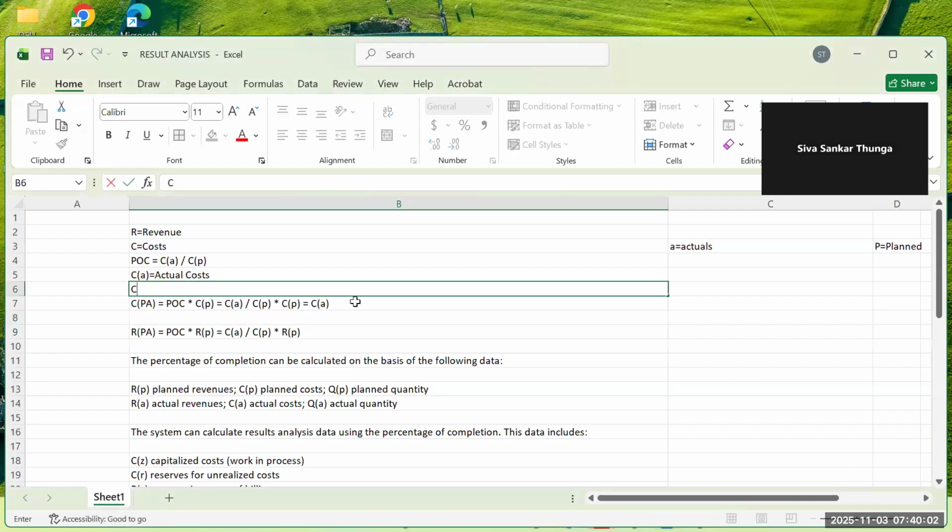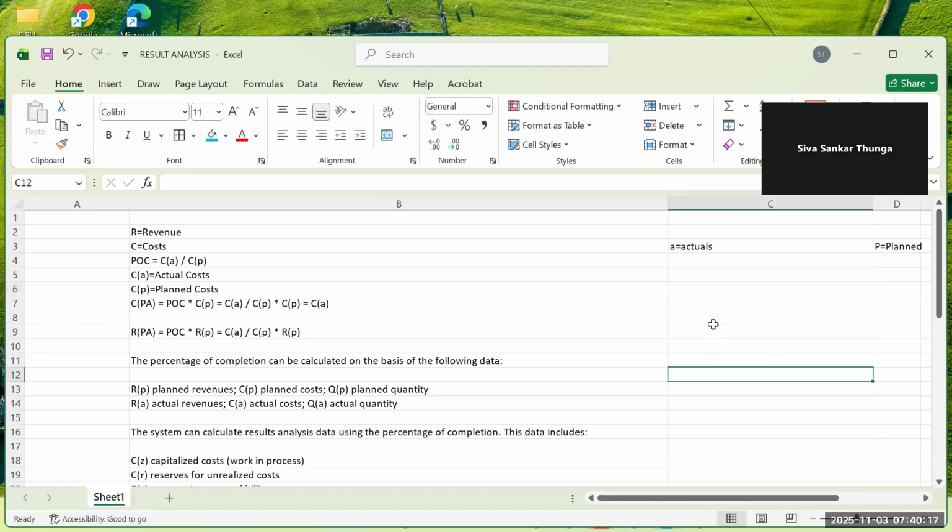Now C of P is equal to, what is C of P? Planned cost. Planned cost, right? Now, here actual cost divided by planned cost into planned cost, so this will get cancelled. Your calculated cost is nothing but cost affecting net income, that is calculated cost, this one.